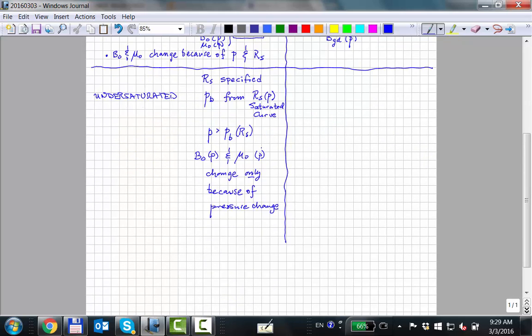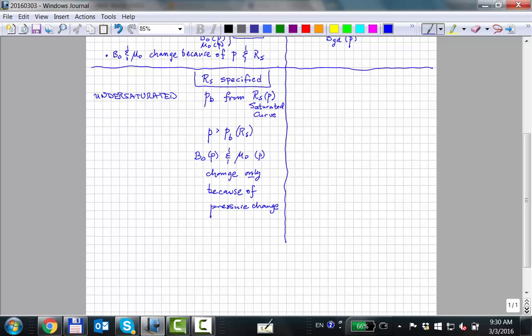Now, on the undersaturated property of an oil, the first thing you have to know is the pressure, and you have to know its bubble point, right? To know that it's undersaturated. So the first thing is that if you have undersaturated property, you know the RS, okay?